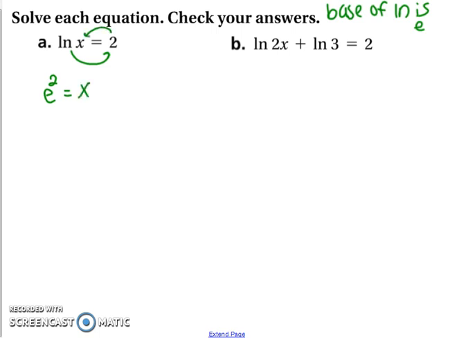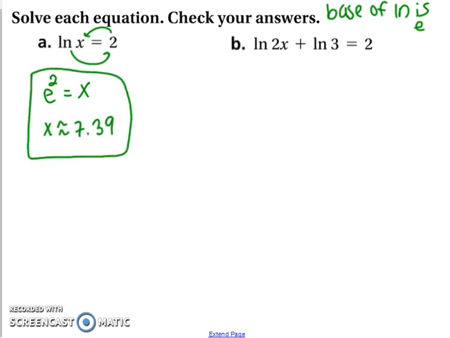So we have that as our exact answer, and then our approximate is what we get from putting it in the calculator. So 7.39. So both of these are answers. One is exact, one is approximate.